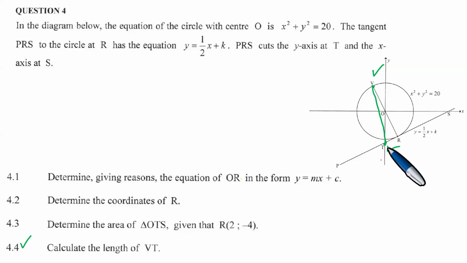A couple of things we know. We already know the coordinate of T because we know the equation of this line from the previous question. The equation of this line from the previous question is y equals 1/2 x minus 5.